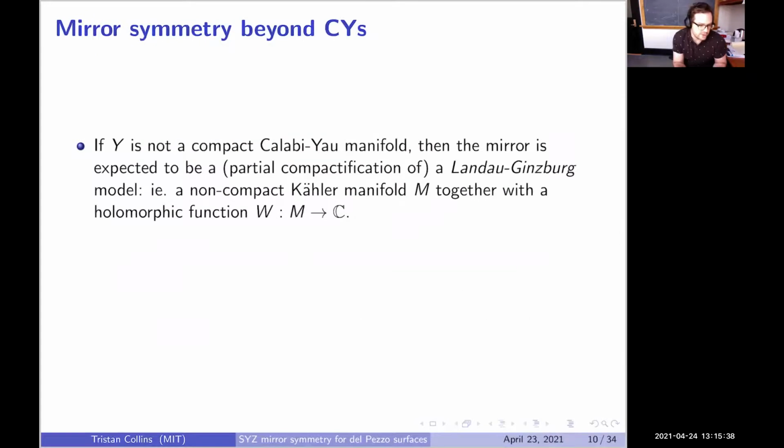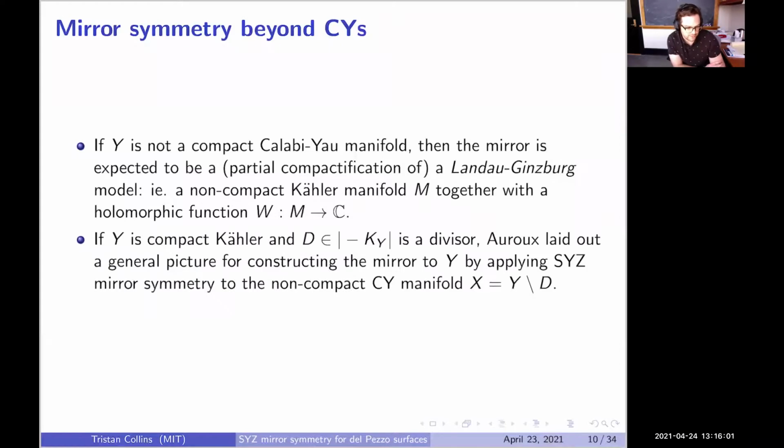So, mirror symmetry beyond compact Calabi-Yau. If Y is not a compact Calabi-Yau manifold, then there's still a notion of mirror symmetry. But in that case, the mirror is not going to be a Calabi-Yau manifold anymore. It's supposed to be a Landau-Ginzburg model, which is a non-compact Kähler manifold equipped with a holomorphic function valued in C.